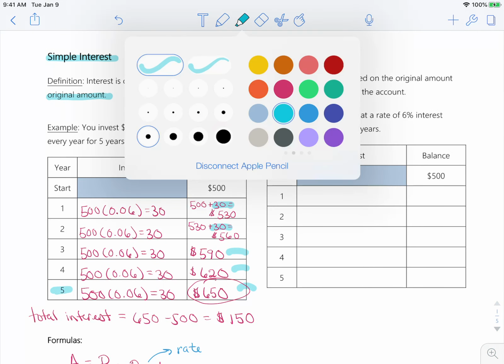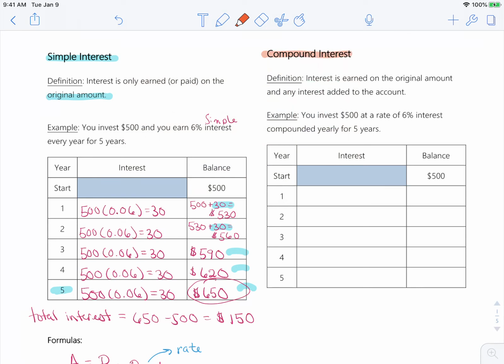All right, now let's compare this to compound interest. So compound interest, the definition is interest is earned on the original amount and any interest added to the account. So now I'm not just building off the original amount, I'm building off every previous investment I've made. In other words, every previous year.